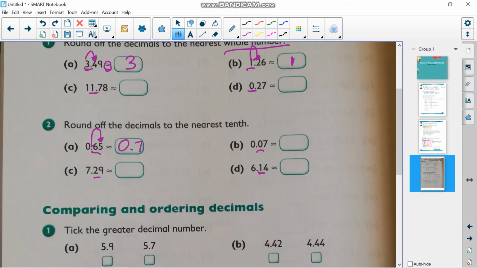Letter B. Next number to 0 is 7. So we have to round up. So 0 will become 1. So the answer will be 0.1 or 1/10.